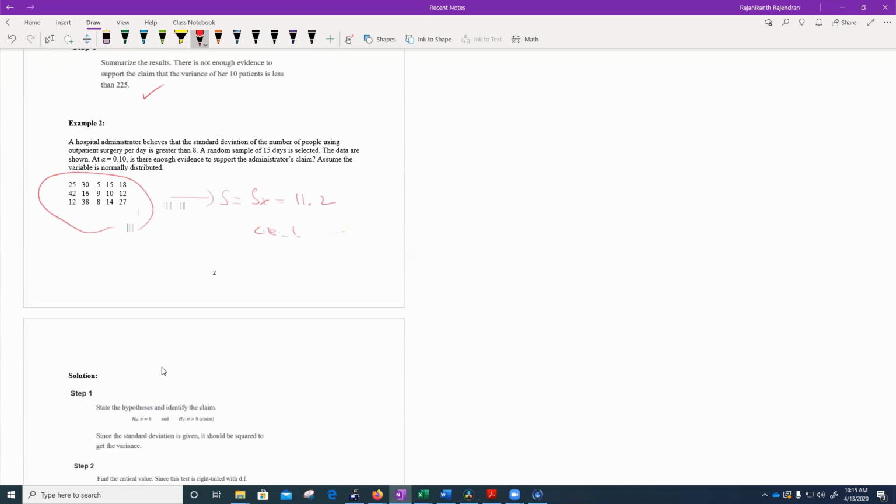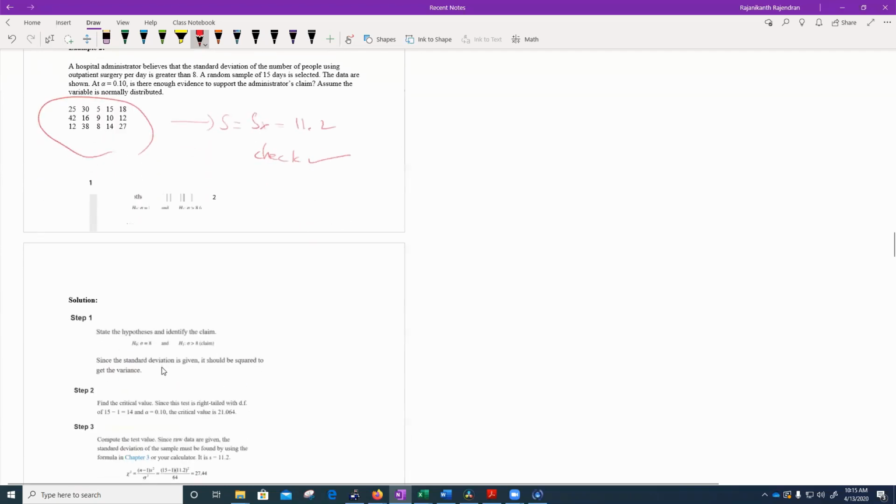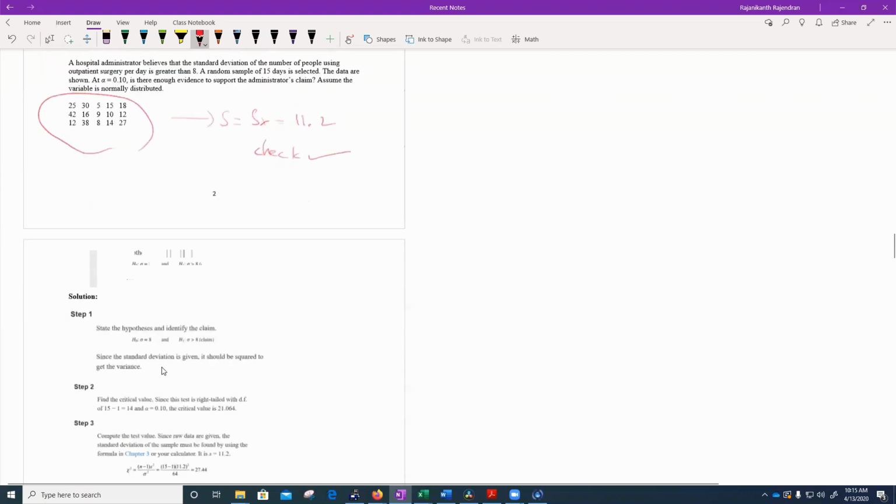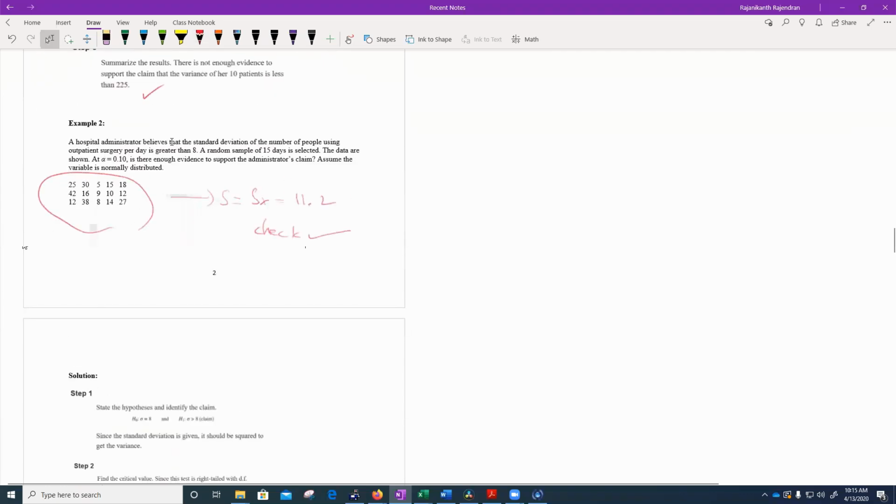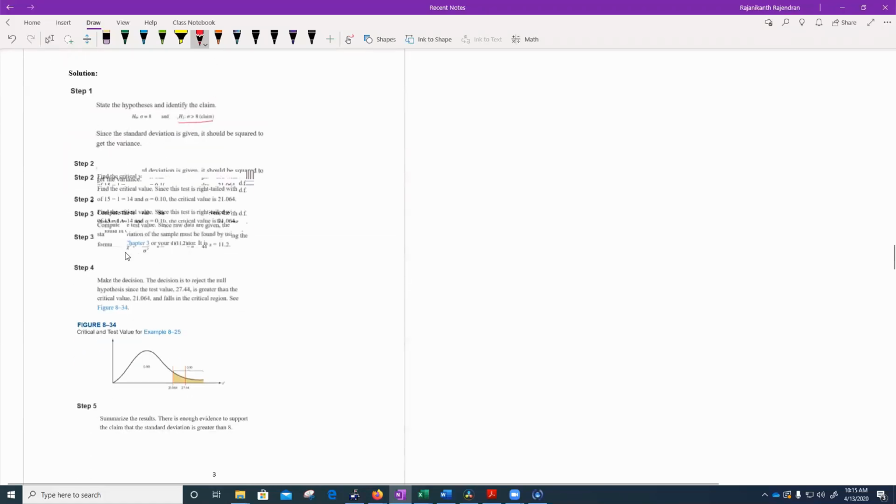Please check whether you are getting this 11.2 after plugging all the values into your calculator for little s. Okay, so the question is whether the hospital administrator believes that the standard deviation of the number of people using the outpatient surgery per day is greater than 8. Okay, that is greater than 8. It's going to be a right tail test. And the random sample is now 15. And alpha is 0.1. Remaining all the same. So that is a right tail test.